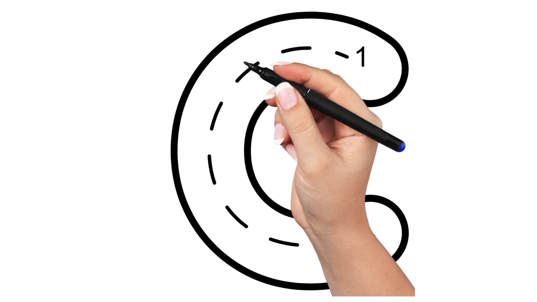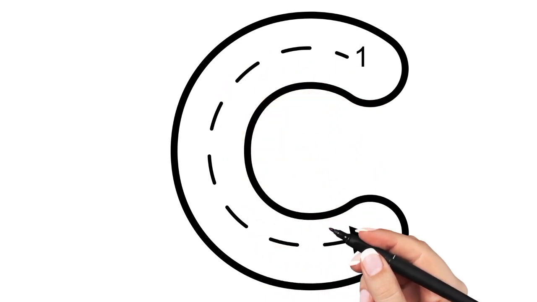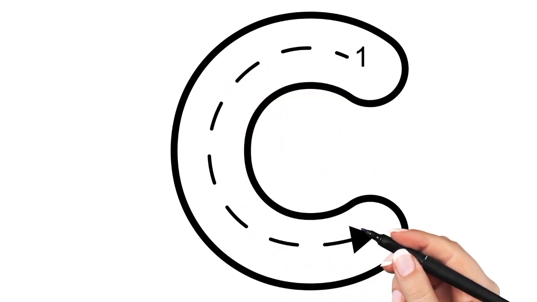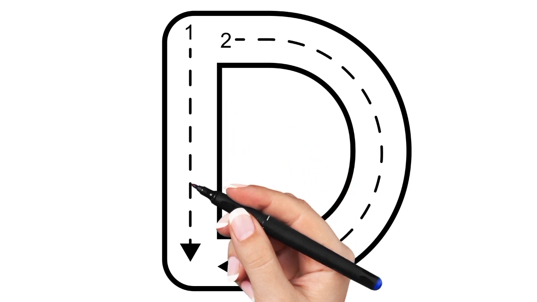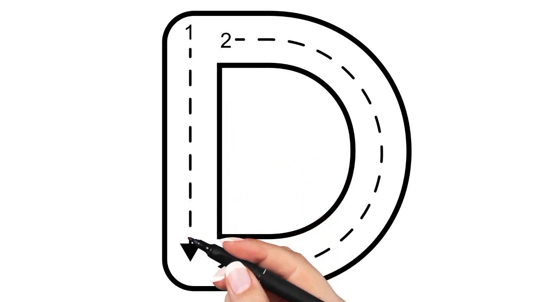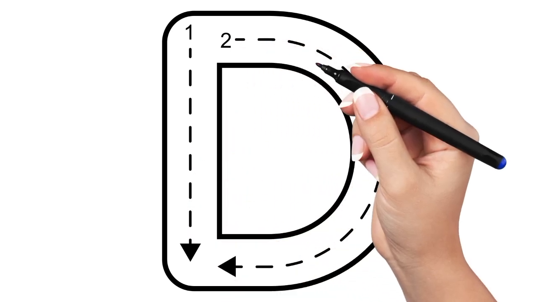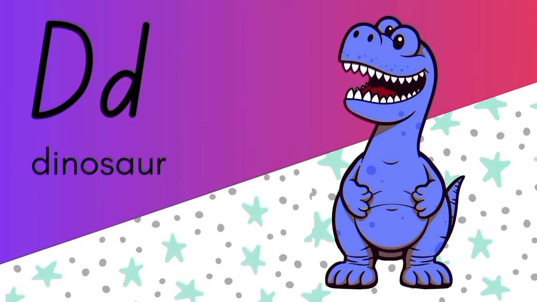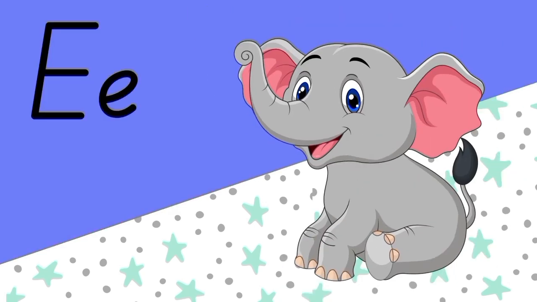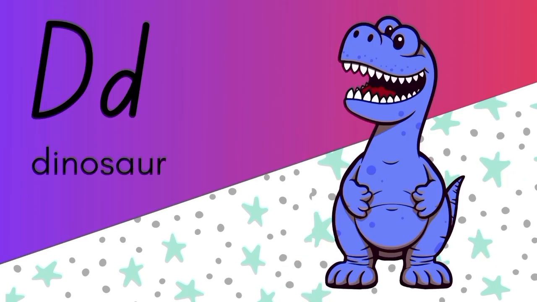1. Draw a one-time curve without stopping your pencil. Yes. You made it! It's C, and C is for cat. 1. Now firstly draw a straight line downwards. 2. Then a curve. Yes! It's D. D is for dog.